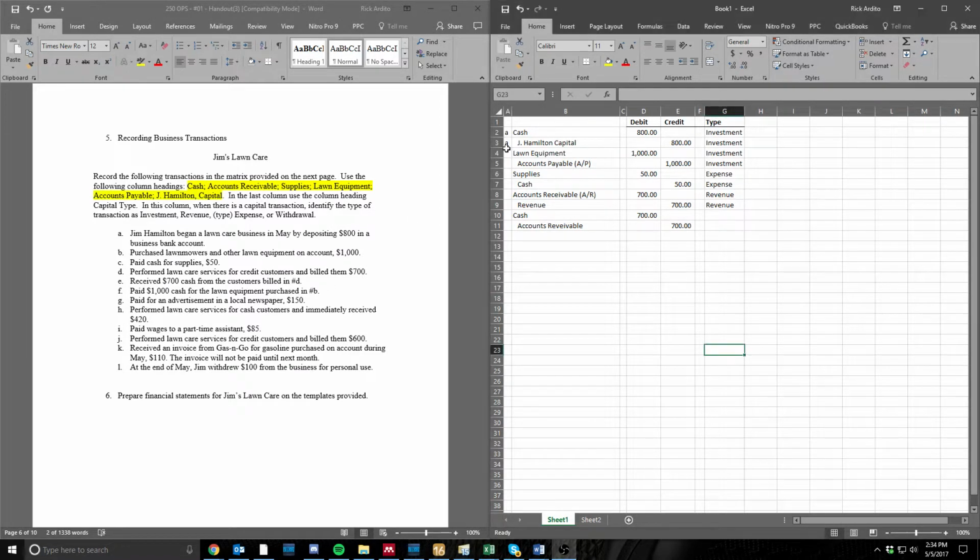We have this entry here. Hold on. Oh, that's what I was doing. I was going B, C, D, E, so we know which entry is which. Okay. So in F, it says we paid $1,000 cash for lawn equipment purchased in B. So this is going to be entry F.